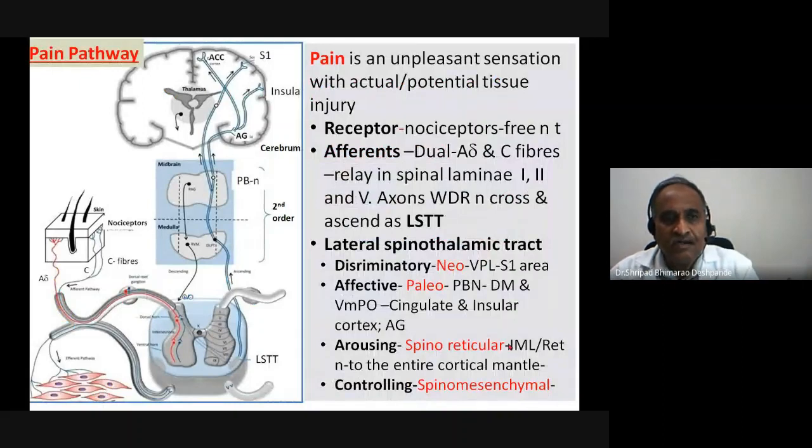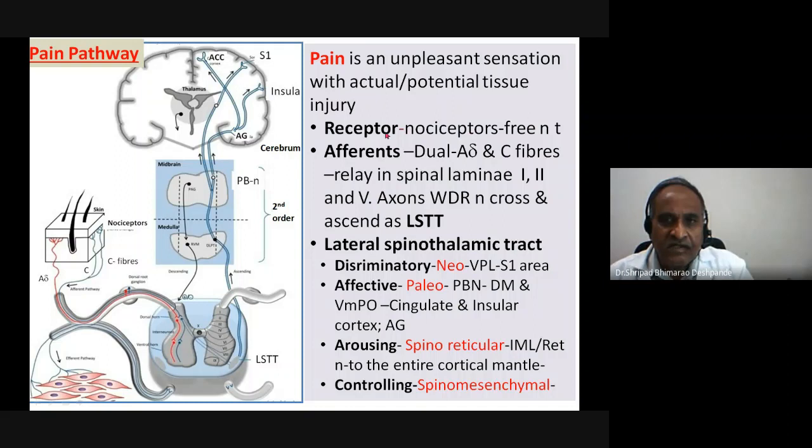Before we go to the gate control theory, let us understand what pain is and the pain pathways. Pain is an unpleasant sensation with actual or potential tissue injury or damage. The receptors for pain are known as nociceptors. They are free nerve endings.